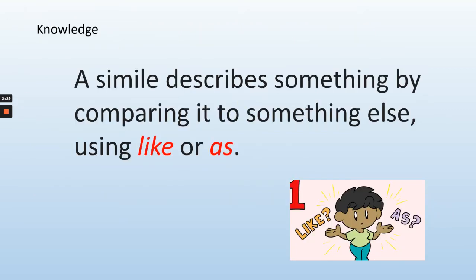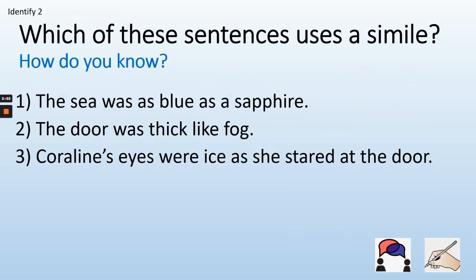Okay, moving on to recap. We learnt about similes. A simile describes something by comparing it to something else using like or as. Your turn. What does it do? It describes something by comparing, and it needs to use 2 words, like or as. Superstars. So which of these sentences uses a simile and how do you know? 1, 2 and 3 in your books, tick and cross.